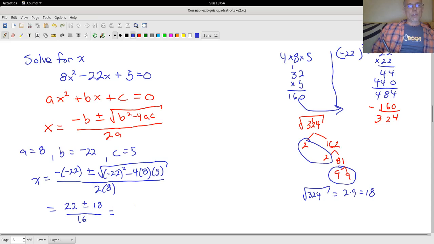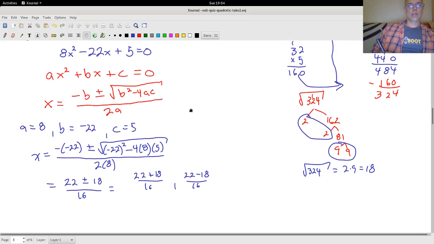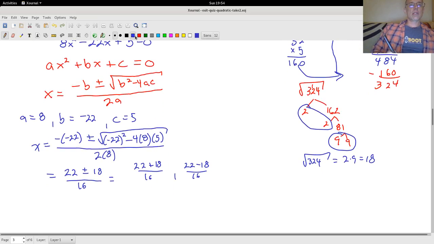That means I have two solutions. One of them is 22 plus 18 over 16, comma. The other is 22 minus 18 over 16. So now we have to clean those up. Let's see. 22 plus 18 would be 20, 30, 40 over 16.